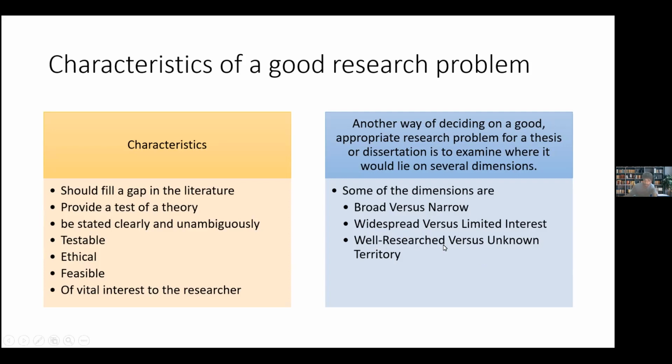Also you have well-researched versus unknown territory. This is similar to widespread versus limited interest, but slightly different. Something that is researched again and again, let's say the effect of exercise on mental health, is well-researched. But if you talk about flow state in sports, that is a new territory. Positive psychology is still well-researched, but relatively newer. If you take up research in that area, that would be unknown territory. If you go to well-researched territory, you will have a hard time getting your research published. A lot of people may not know that.